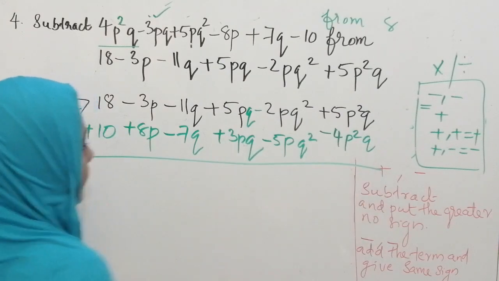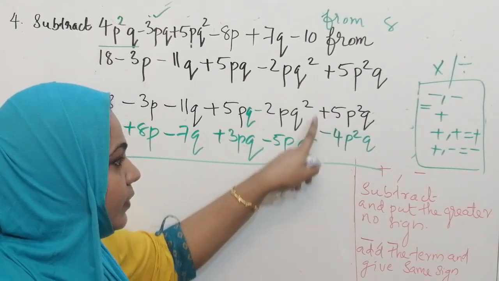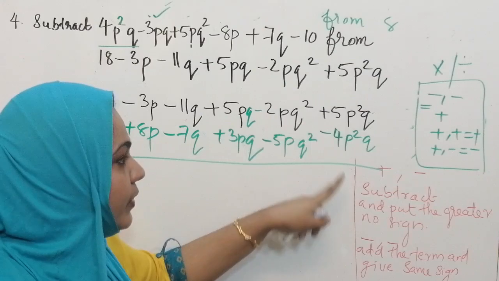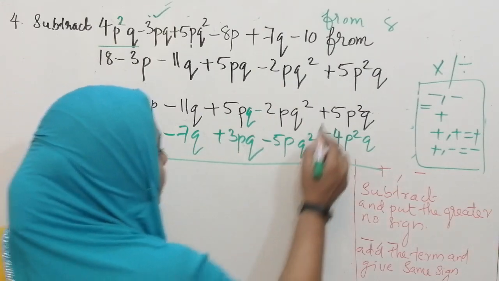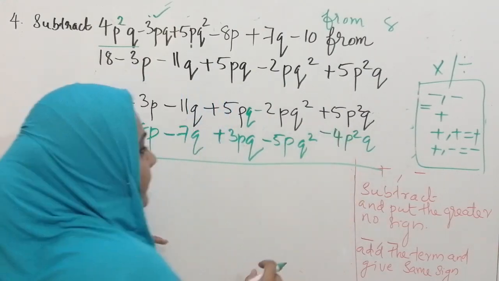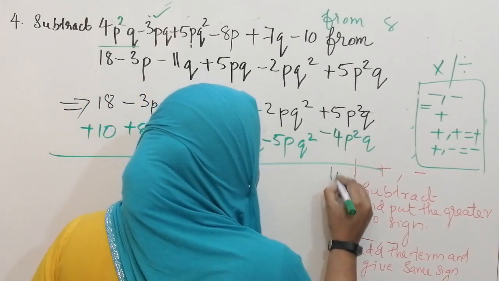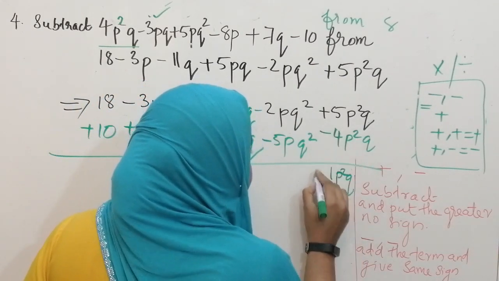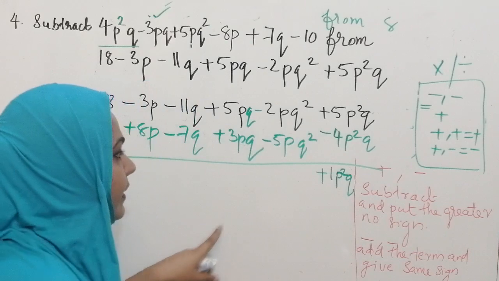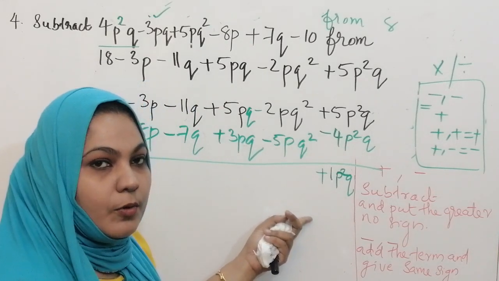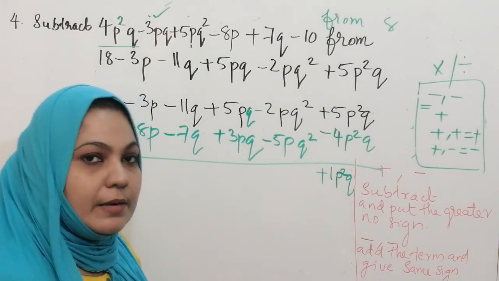So now we can solve this question. Here there are different signs. So that means you have to subtract and give the greater number's sign. So 5 minus 4 means 1. So 1p square q, and the sign is plus because 5 is greater.